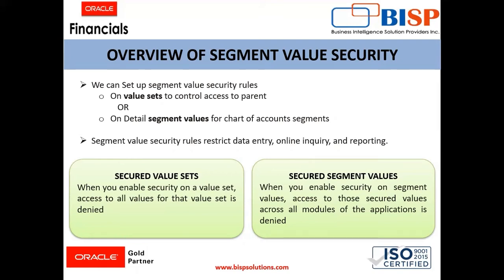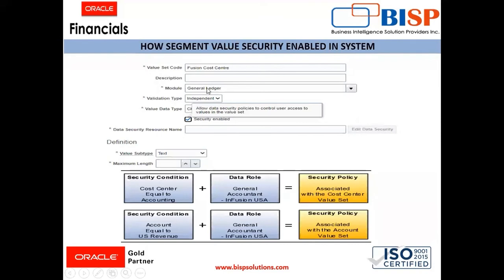So how is this done in the system? When we create the value set code, we enable the checkbox security enabled, and over here we give the name of the data security resource name, and then we edit the security. While editing the data security, we have to specify the security condition, data role, and the security policy. So we'll see how this is enabled in the system.